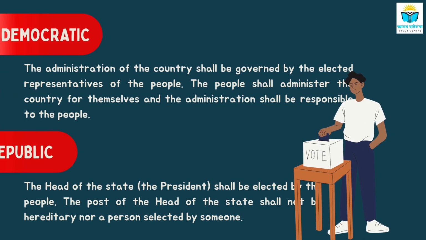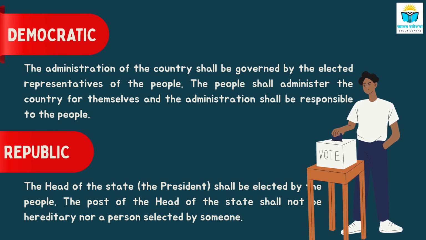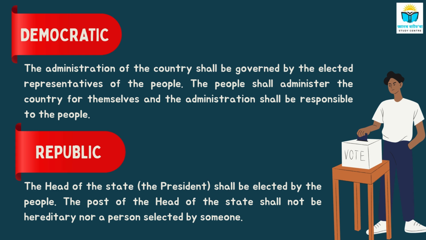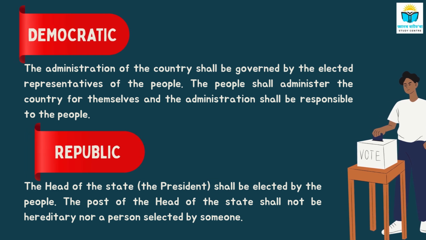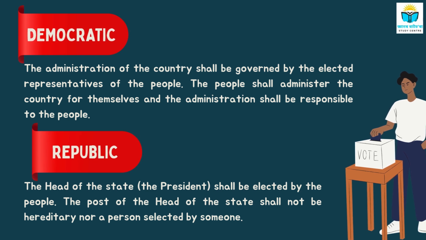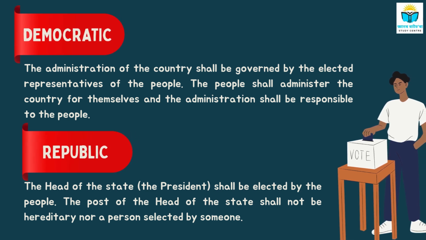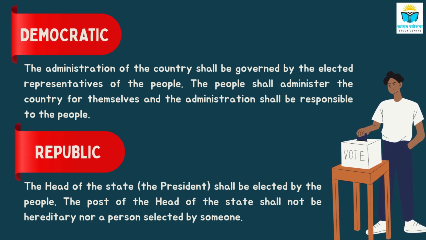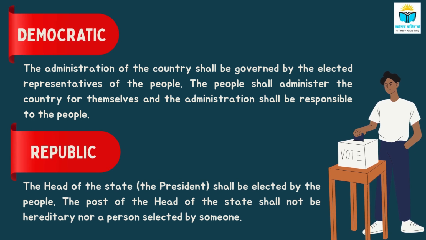Democratic and Republic. Democratic means the government is run by elected representatives. The people shall administer the country for themselves, and the administration shall be responsible to the people. Republic means the president is elected by the people, not a hereditary ruler like a king or queen.